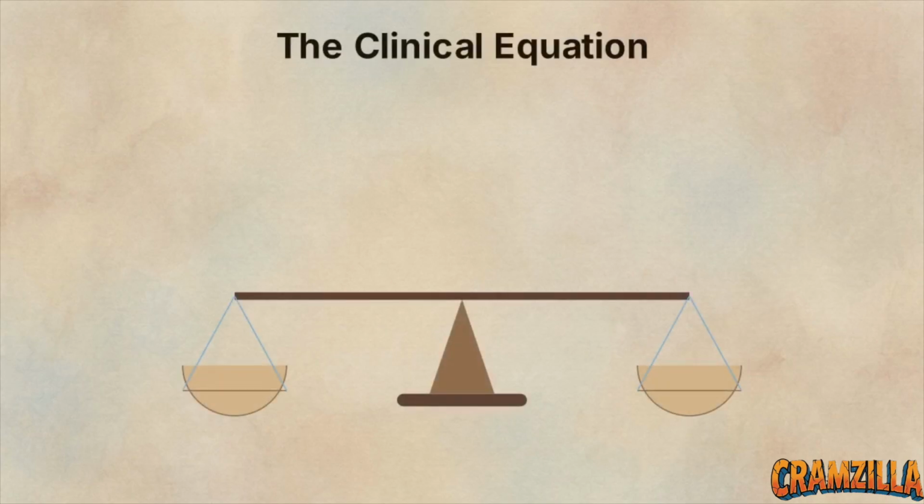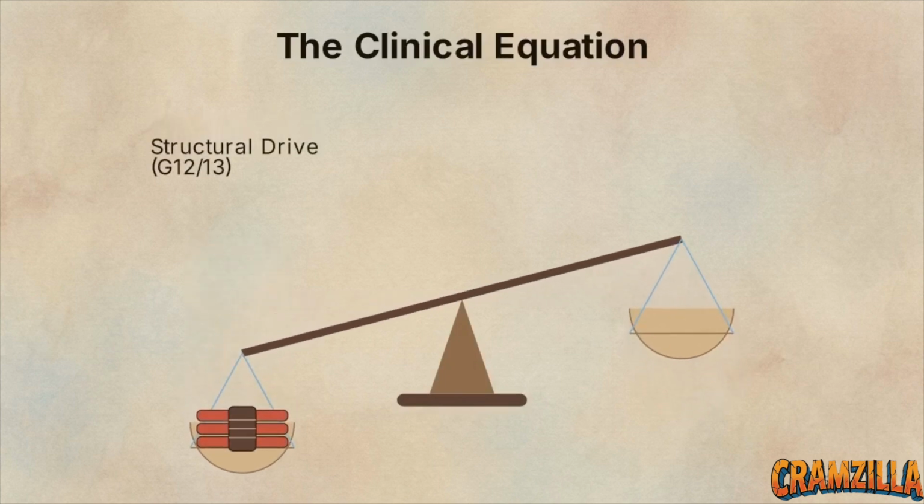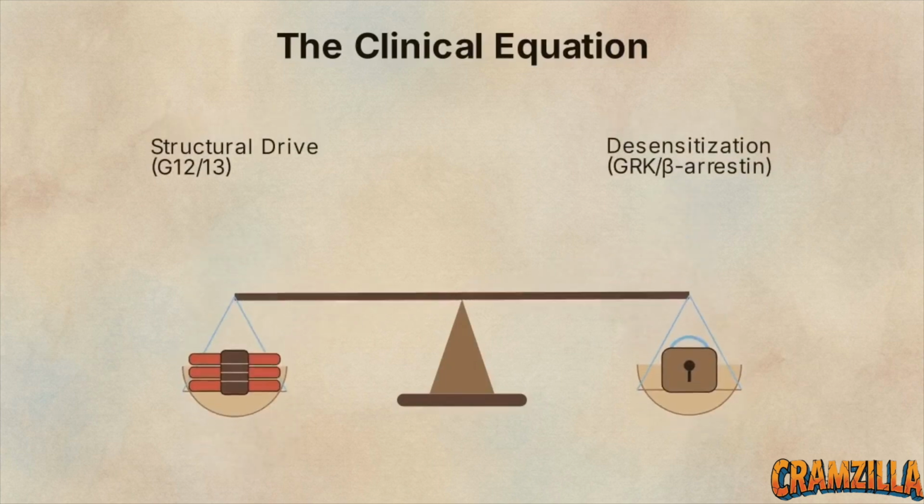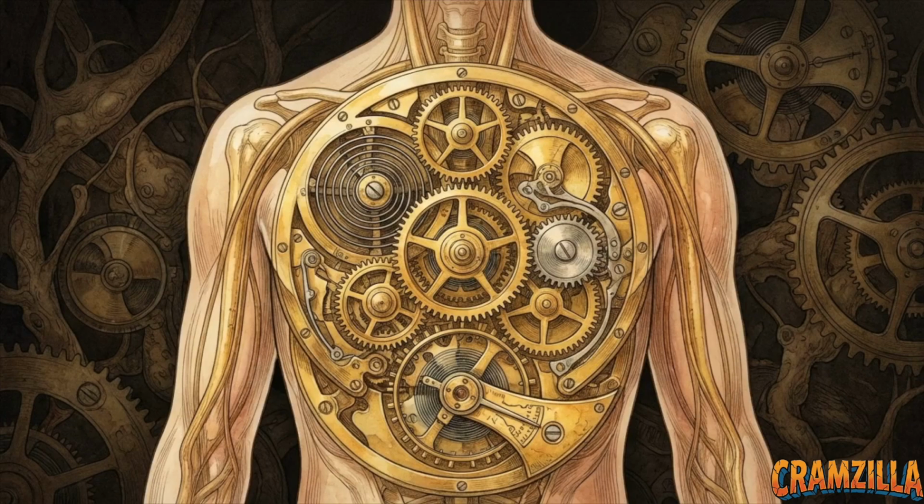Modern clinical pharmacology requires managing both sides of this equation simultaneously. You are constantly balancing the structural drive of the drug against the desensitization protocol of the cell. Mastering these dual mechanisms reveals the mechanical cellular logic beneath the chaotic presentation of chronic diseases and drug failures.